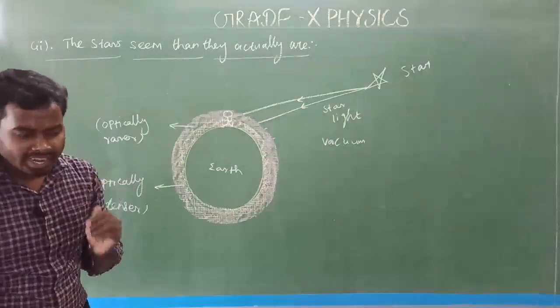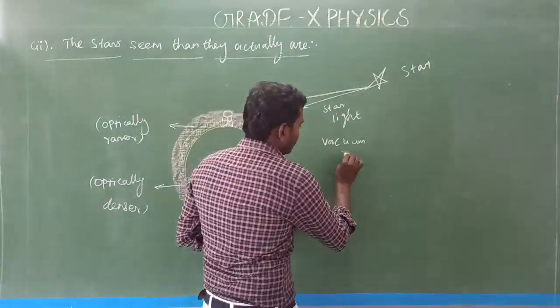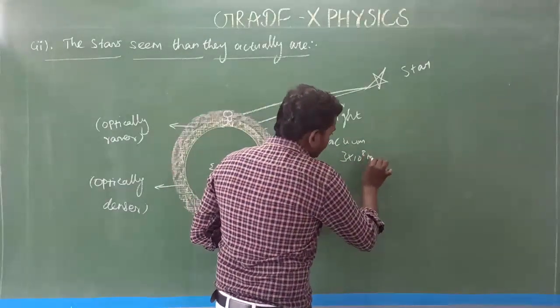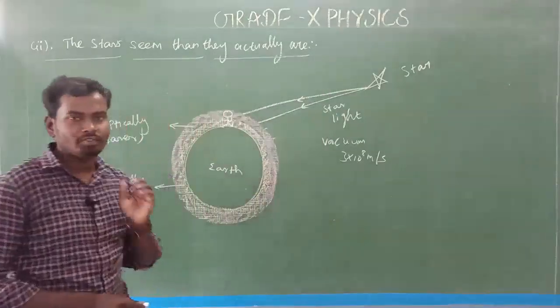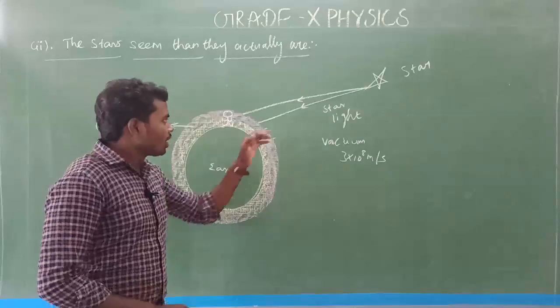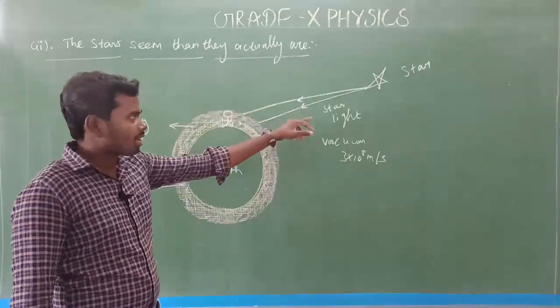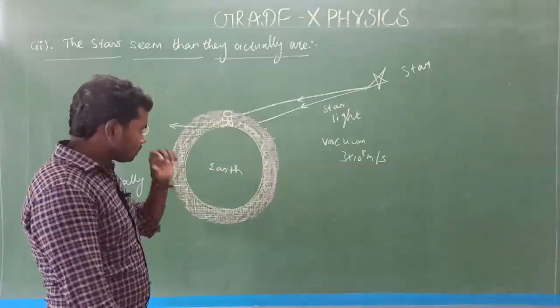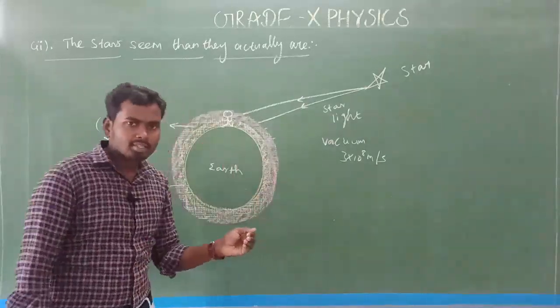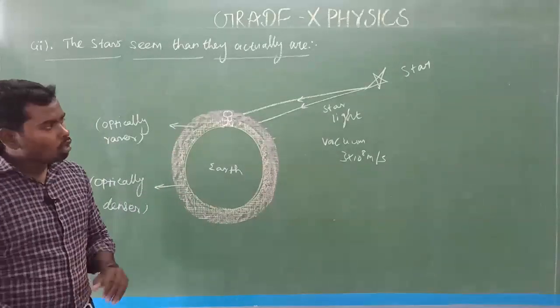What is the speed of light in vacuum? That is 3 into 10 power 8 meters per second. That is the speed of light in vacuum, or we can always say space. Okay? Yes. Look at here, both are instant rays coming from the star. Am I right? Star ray, star ray. So in space, the speed of starlight is 3 into 10 power 8 meters per second. Am I right?